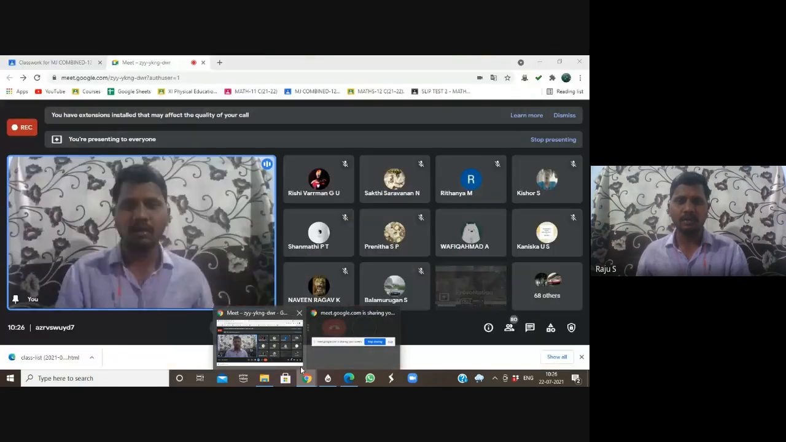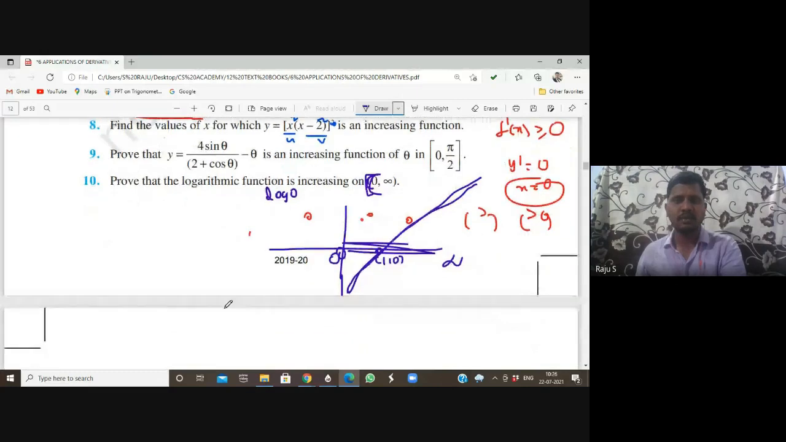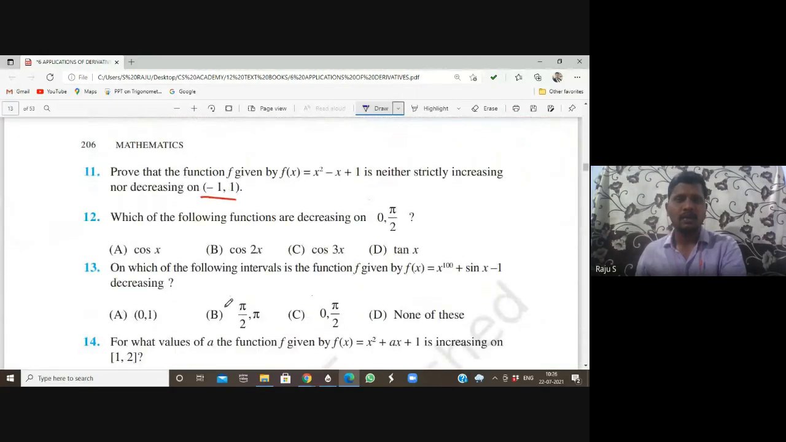Now, the next one is question number 11. Prove that the function given by f of x is equal to x square minus x plus 1 is neither strictly increasing nor decreasing on minus 1 to 1. So same procedure, take the given function. Again, the interval is given.